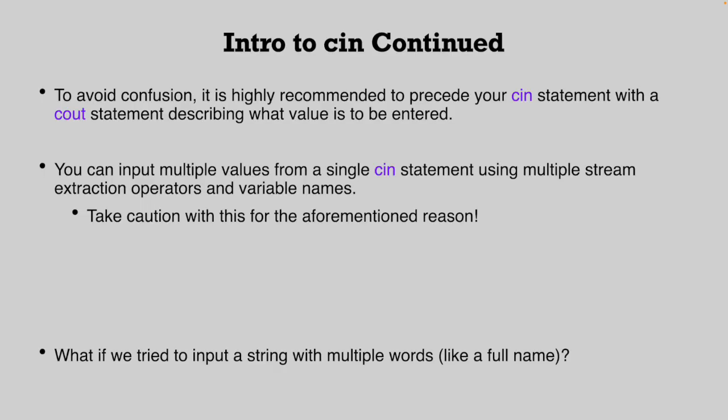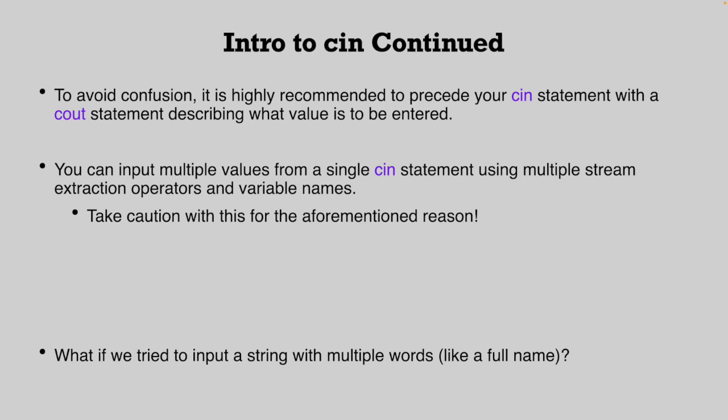It was hard to tell that when we ran that program we were actually supposed to enter a value. So to avoid confusion, you should precede any of your cin statements with a cout statement that's describing what value is to be entered, and that you're supposed to be entering a value in the first place.